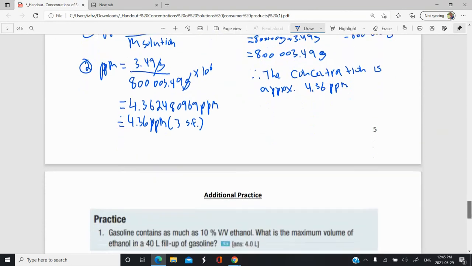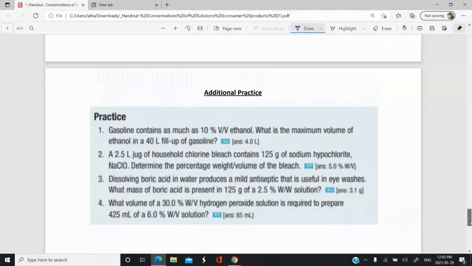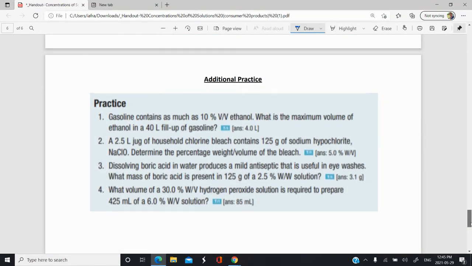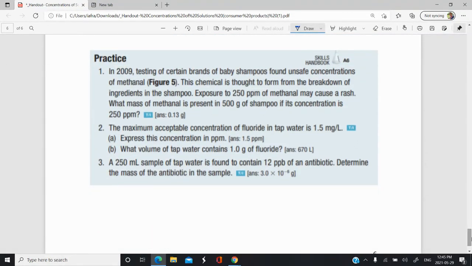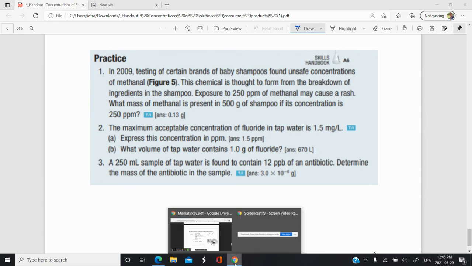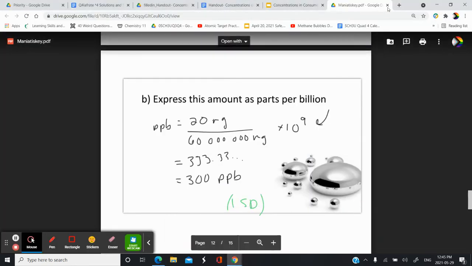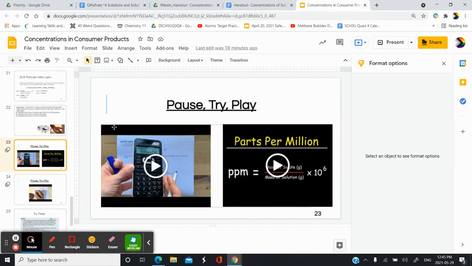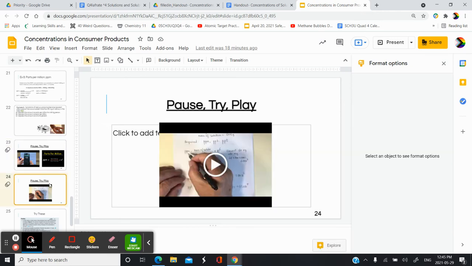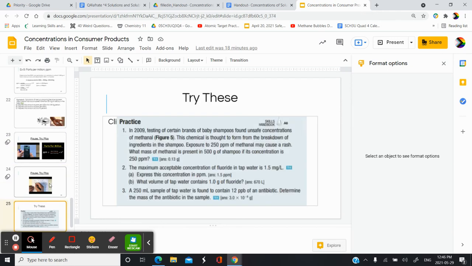So you can see there are additional practice problems for the percent v/v, m/m, m/v, and then you can also see some practice problems for ppm included here as well. So you can try those out, and the answers are included off to the side there. If you go back to your presentation that we were looking at earlier, our slide deck, there are some practice problems here, some pause, try, play videos for the parts per million, parts per billion, and trillion. So you can try those out. They give you a different perspective.